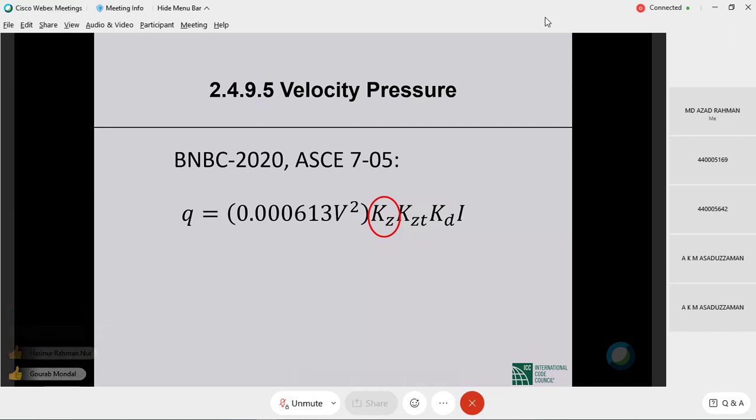0.00613 V squared, the V part I have explained to you. The K sub Z is a combined height and exposure coefficient. It has a name that will come up, but that's unimportant. The V, as I explained, is at 10 meters above ground of exposure B.